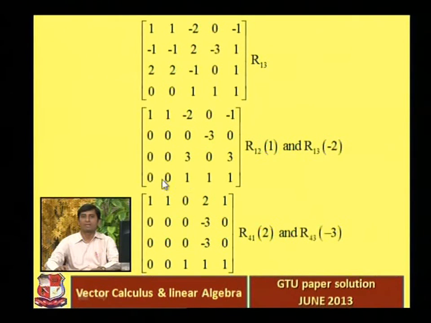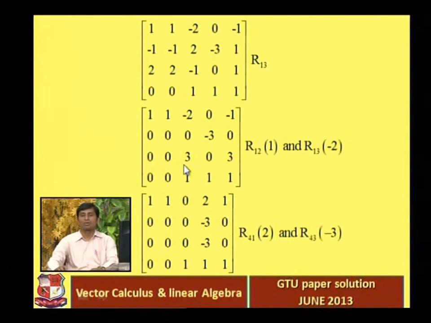Next process: we multiply the fourth row with 2 and add it to the first row. So 2 into 0 plus 1 is 1, 2 into 0 plus 1 is 1, 2 into 1 minus 2 is 0, then 2 into 1 plus 0 is 2, and 2 into 1 minus 1 is 1. So the first row becomes 1, 1, 0, 2, 1. And we also multiply the fourth row with minus 3 and add it to the third row.